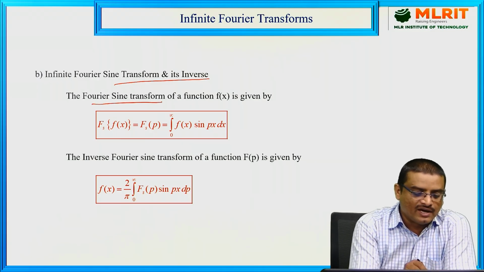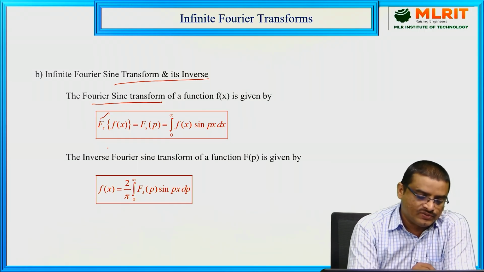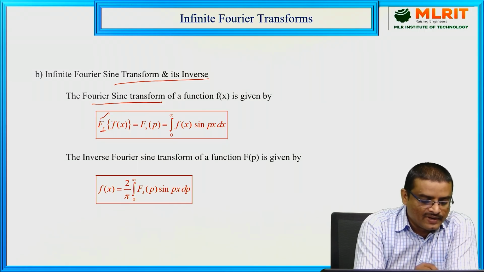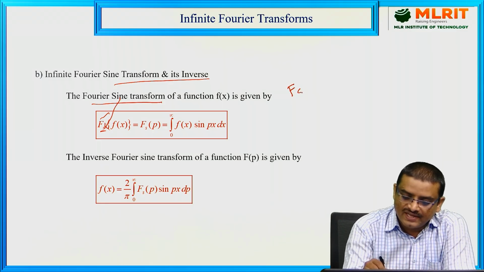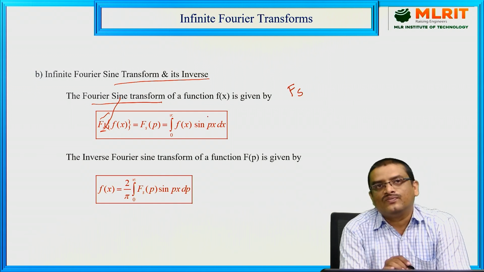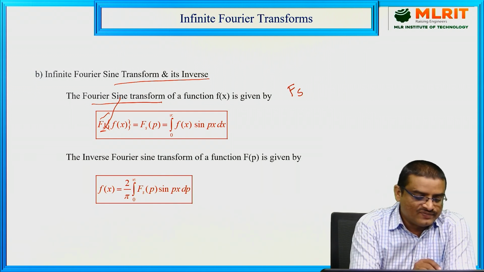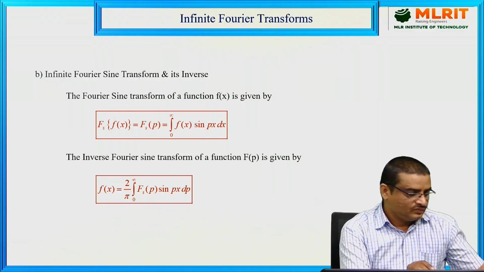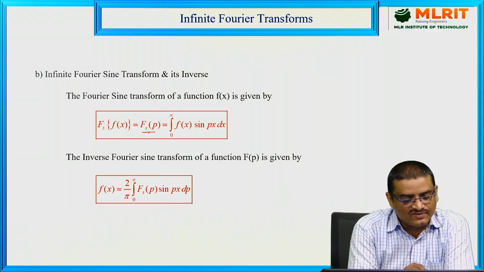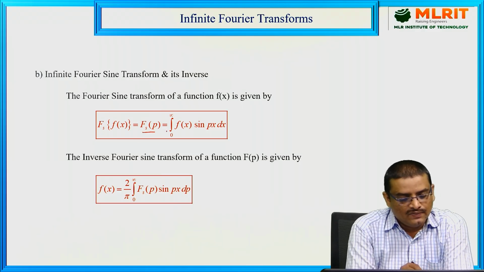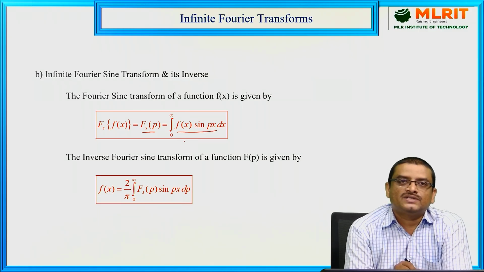So this Fourier sine transform is represented with capital F with suffix s, where the suffix s represents the sine. So capital F suffix s represents the Fourier sine transform of that particular function f of x. So F suffix s of f of x is equal to, and that value is represented with F suffix s of p, which is given by integral 0 to infinity f of x into sine px dx.